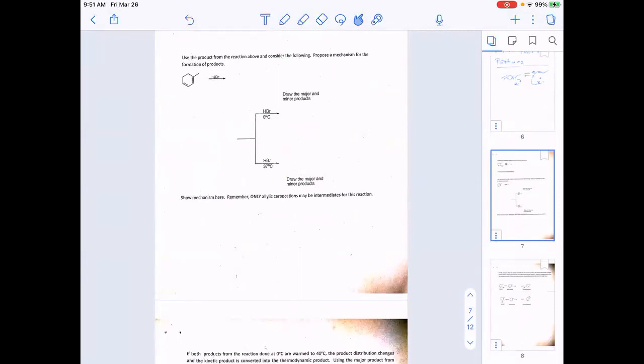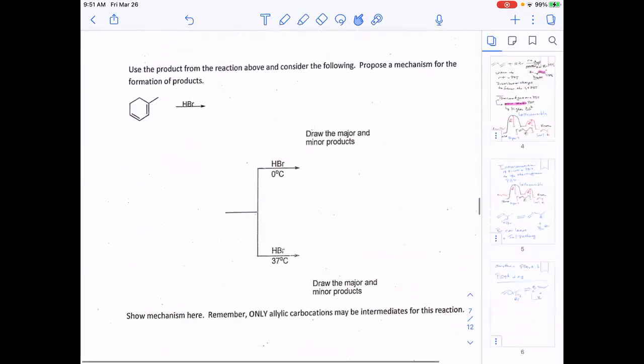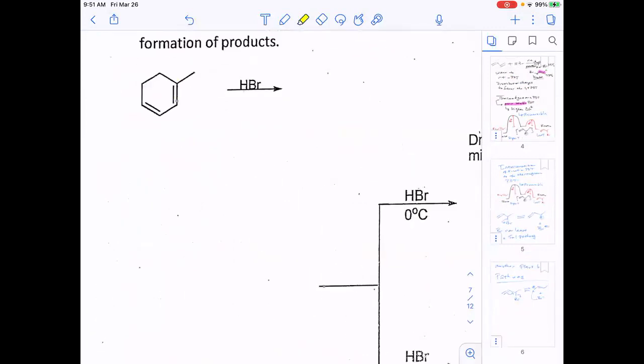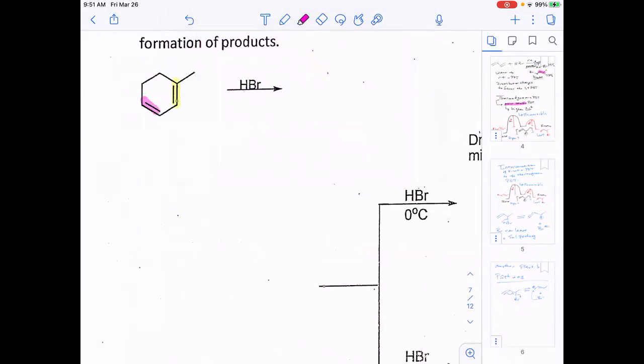But let's just start the first part. So you see here, this is not symmetrical, right? So you got an alkene here, and you got an alkene here. So the product distribution, here you're actually going to get 4 products, right? Because you can react either one of those alkenes.